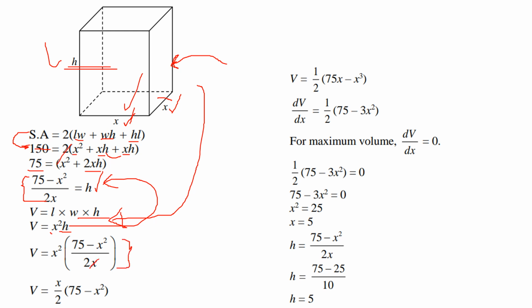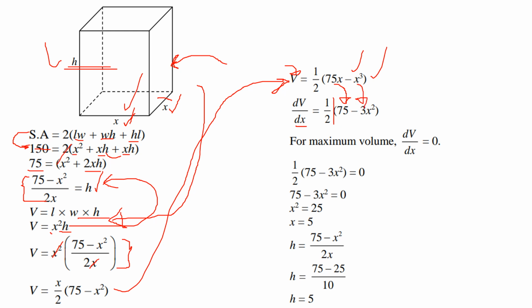Opening the bracket, one of these x is going to go with the x here, and then you end up with a half x into 75 minus x squared. But for us to differentiate, we have to first make it easier to differentiate. So we put the x back inside the bracket, and we end up with the formula for volume being a half into 75x minus x cubed. We find the derivative here, since this one is easy to differentiate. So dV/dx is equal to a half, we leave the half constant, and then you differentiate the inside bracket. Differentiating 75x, you end up with 75. Differentiating negative x cubed, you end up with negative 3x squared.